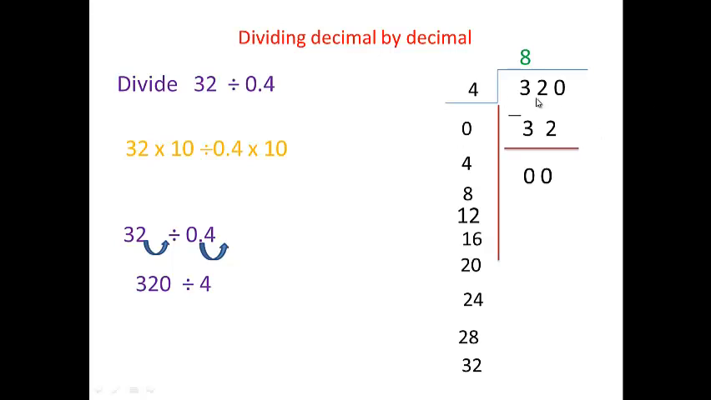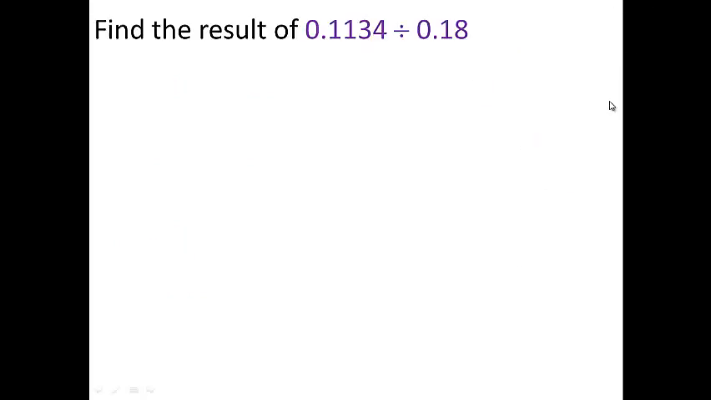Now we are looking for 32 exactly. Yes, we have 32 down, but at which number? Yes, 8. We will check 0, 1, 2, 3, 4, 5, 6, 7, 8. Yes, 8. I write my quotient up and bring down the next digit, 0. Now divide. After drop, divide. 0 divided by 4. 0 divided by any number is equal to 0. I write 0 up. So my final answer is 80.